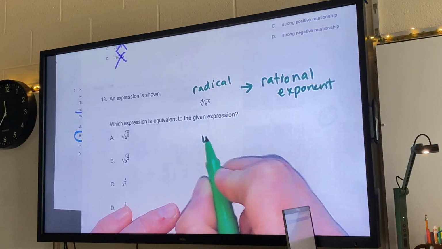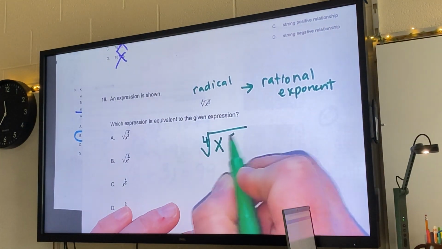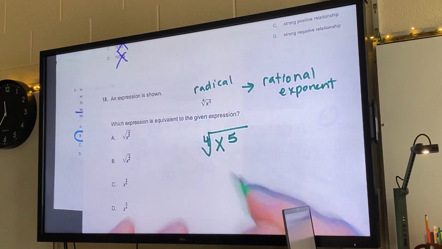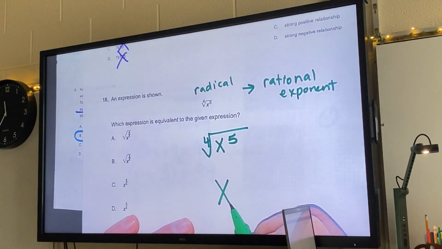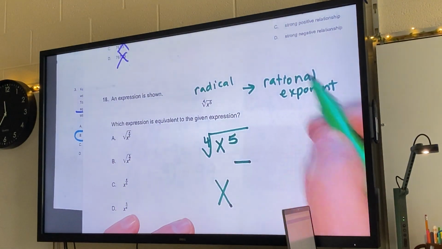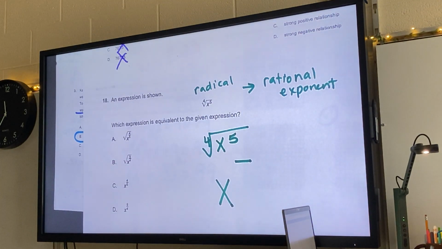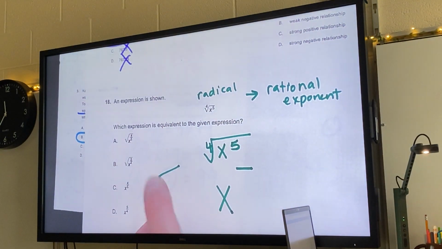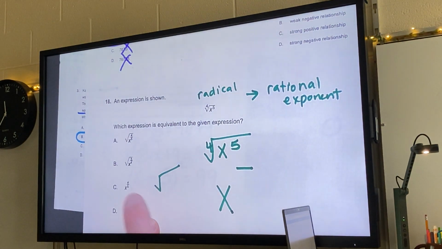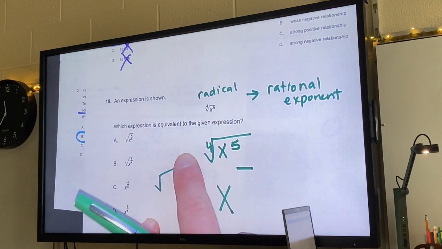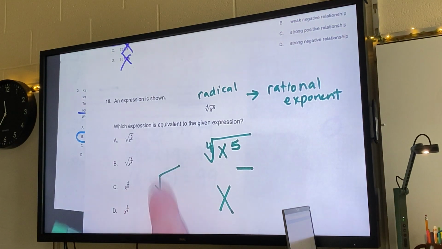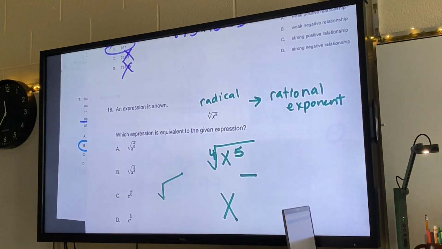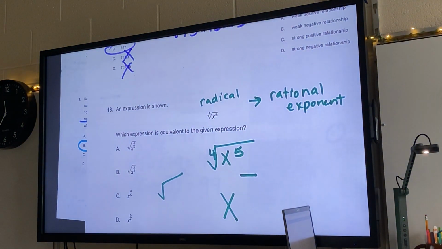So you have the fourth root of x to the fifth. We're going to have our x here as our base, and I'm going to draw a fraction. Rational exponent, rational just means it's a fraction. What do you call this? This is a what? What's that called? A square root. Root. Where do roots go?